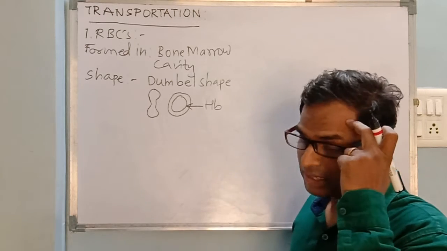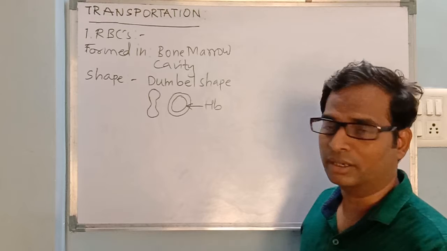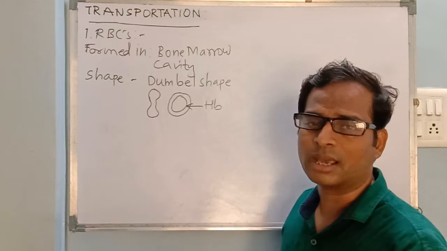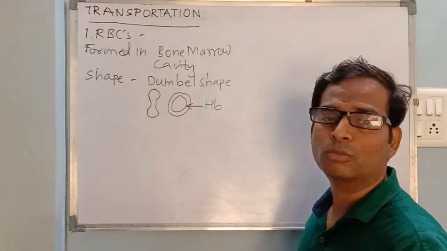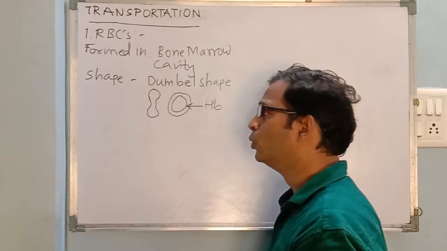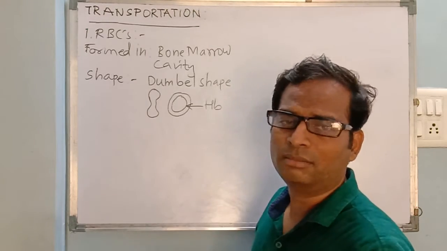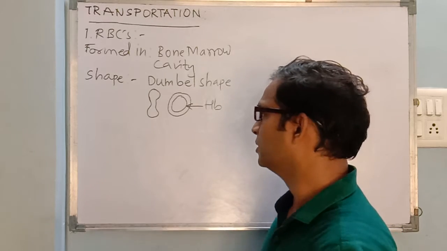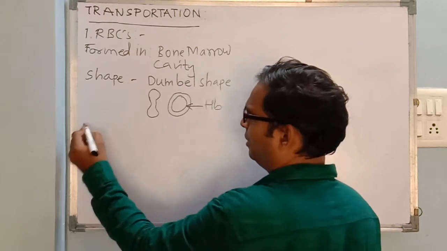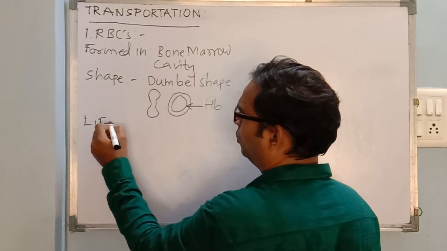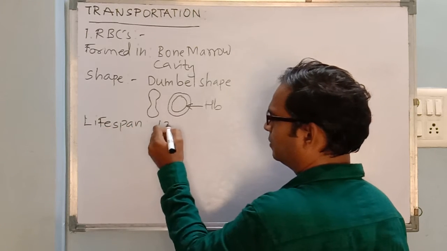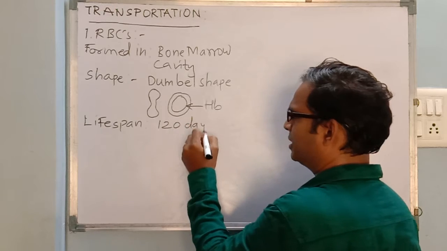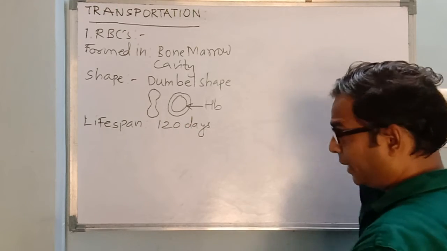In these RBCs, they lack other cell organelles, like the nucleus is absent when they are mature. In order to occupy more and more place for hemoglobin, there is no nucleus. But in camel, there is a nucleus. Remember that exception. Now they have got a lifespan of about 120 days. The lifespan of these RBCs is about 120 days.